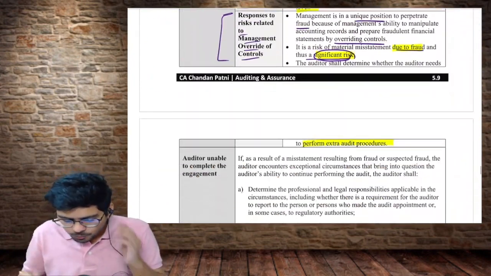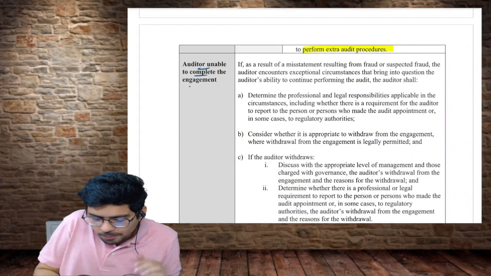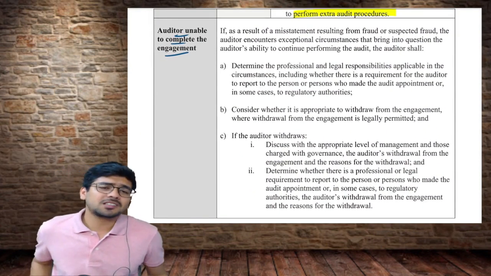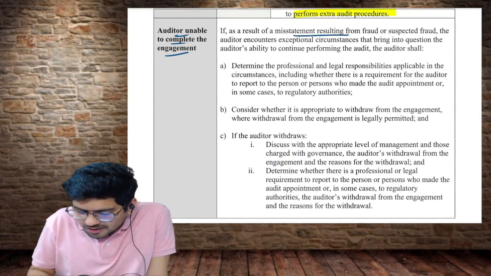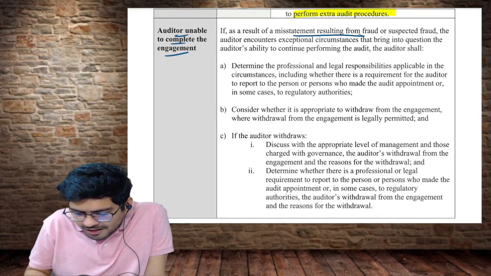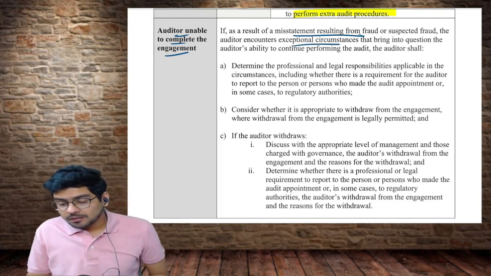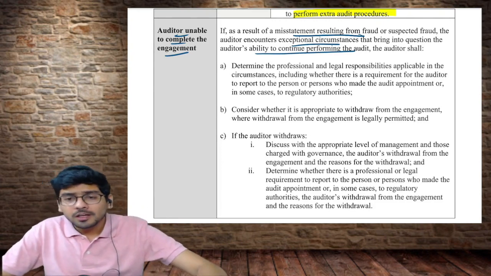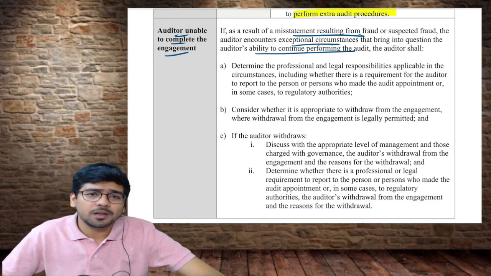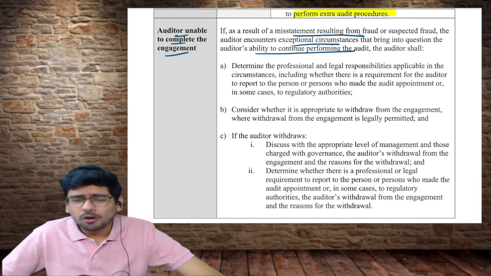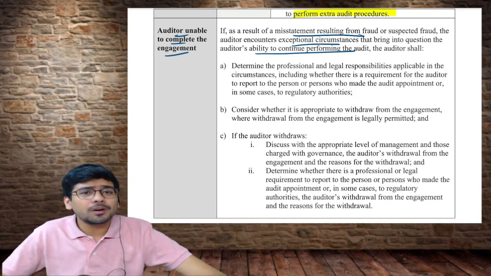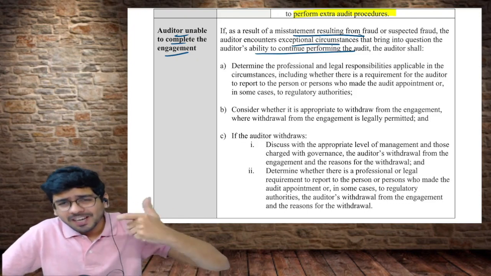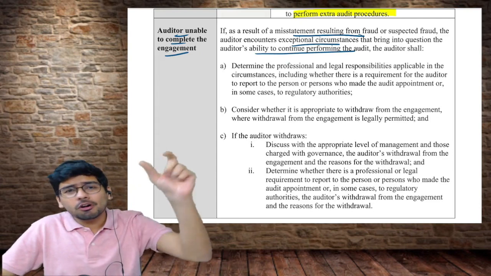But now the last point is the auditor being unable to complete the engagement. Now just see, if, as a result of misstatement resulting from fraud or suspected fraud, the auditor encounters exceptional circumstances that bring into question the auditor's ability to continue performing the audit, he may think of withdrawing from the engagement. So if there is a lot of fraud involved, he may not continue with the audit, but if he leaves the engagement, he might have some duty to inform regarding the fraud to appropriate persons.